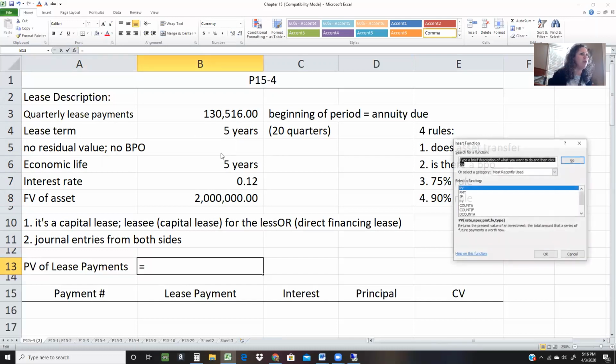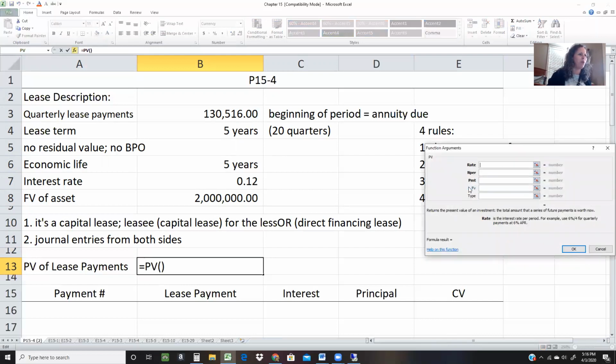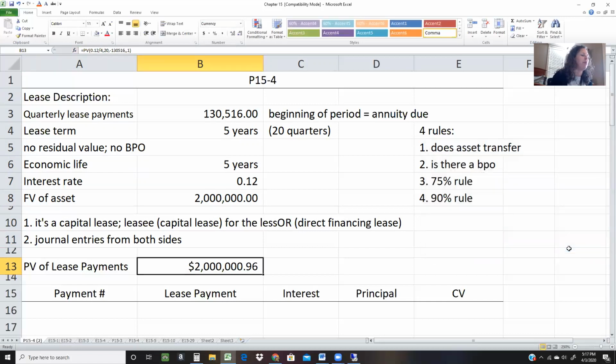So your present value of your minimum lease payments, use the present value function. My rate is 12%, but it's quarterly, so I'm going to divide it by 4. My number of quarters is 20. The payment is -$130,516, but because the first payment is due immediately, it's an annuity due. You have to put a 1 under the type. So my present value of my minimum lease payments is basically $2 million.